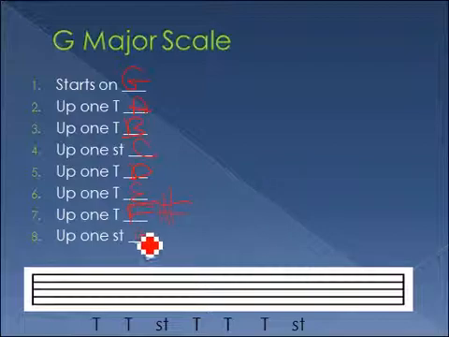And then F sharp to G is our semitone. So there's the scale. We had to change one note, the F sharp, but other than that, that's our scale. And it follows that pattern of tone, tone, semitone, tone, tone, tone, semitone.